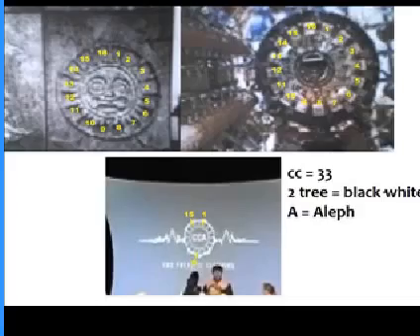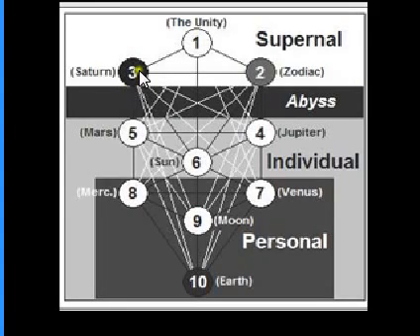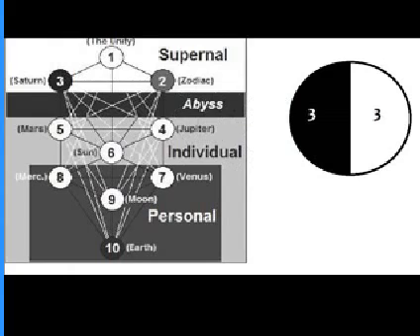On the Kabbalistic tree of life, okay, here's 3. But there's another 3 on the other side. There's 2 sides to this tree. This is the left side of the tree. There's another one. There's a black one and there's a white one. Okay? That's 33. That's CC. There's 2 sides of it. That's why you got black and white. That's why you see this picture.